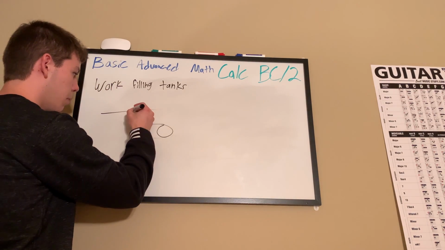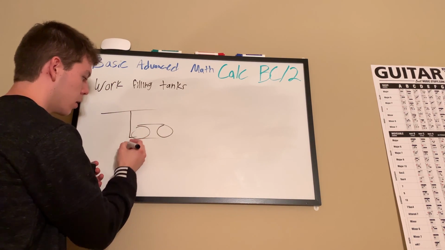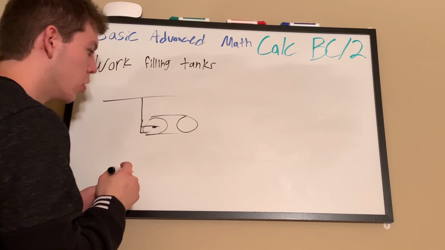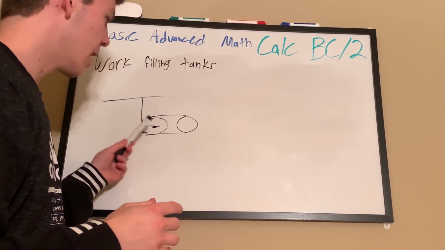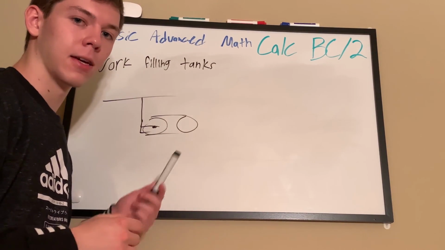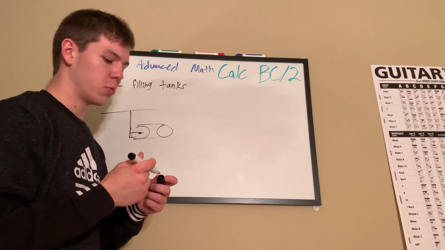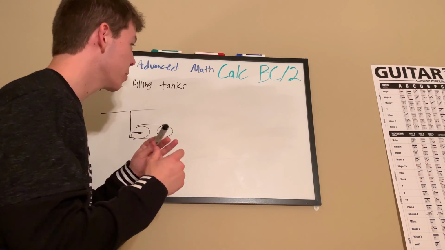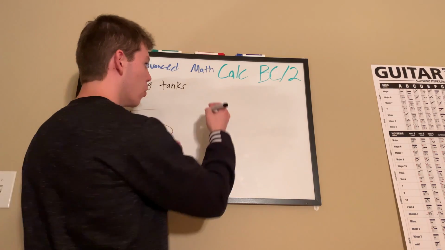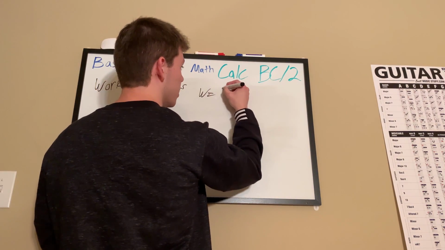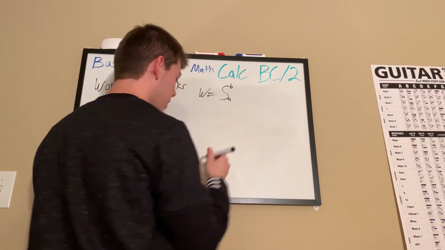So say you want to pump water downwards, you'll shoot it into the center of the tank. You want to know how much work it will take to fill this entire tank, or you can go from any point to any other point. The basic formula from this is going to be work. It equals the integral from A to B.